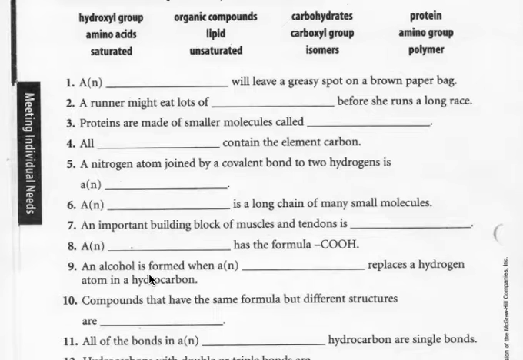Number 9, an alcohol is formed when a blank replaces a hydrogen atom in a hydrocarbon. That would be a hydroxyl group, hydroxyl standing for hydrogen and oxygen. An alcohol, OL, is formed when it has OH replacing a hydrogen in a hydrocarbon. So there's an OH attached to that new molecule. Number 10, compounds that have the same formula but different structures are called isomers. Different structure, same formula are called isomers.